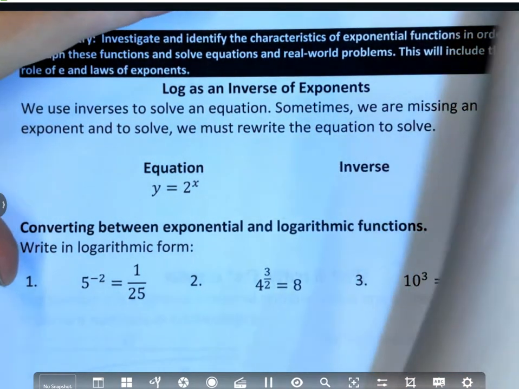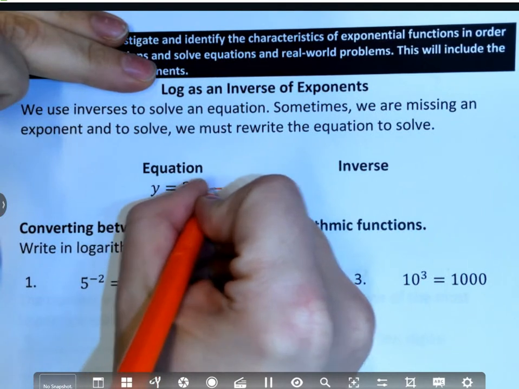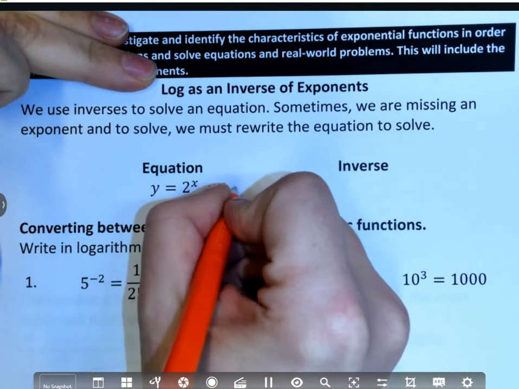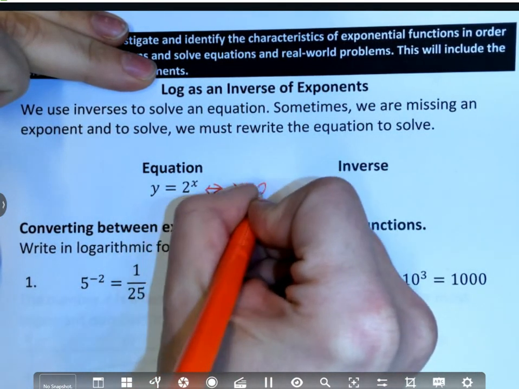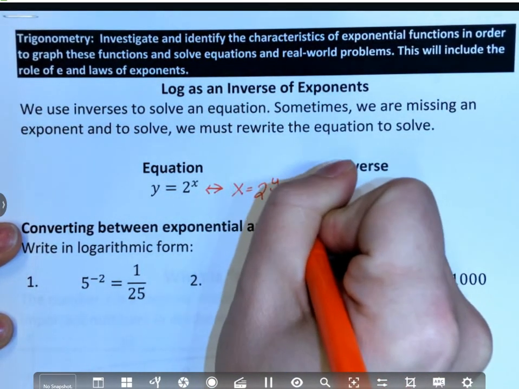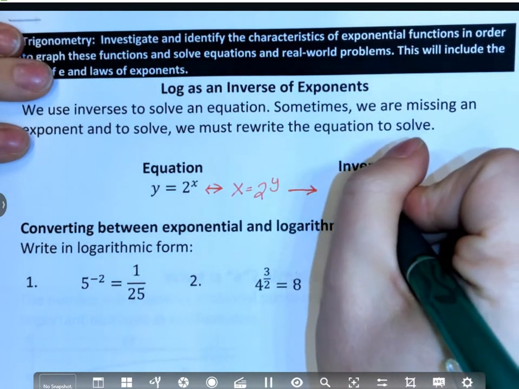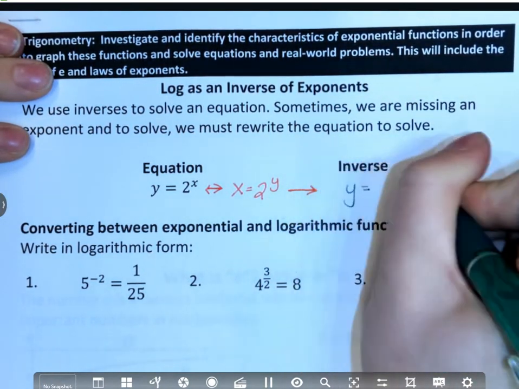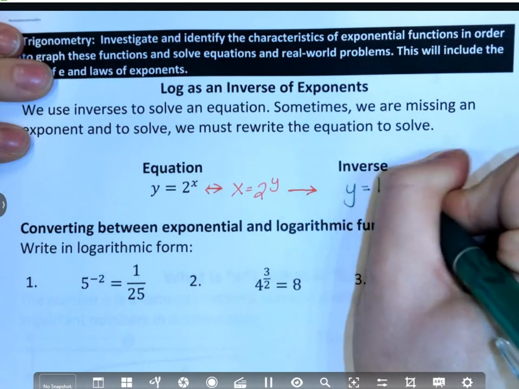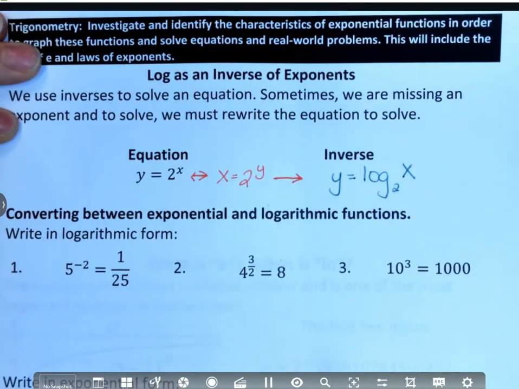So in order to find an inverse, your first step is to switch the x and y. It means I would have x is 2 to the y. And then the inverse says, okay, now solve for y. If I want to get the y by itself, I would have that y is equal to the log base 2 of x. And I want to point out a few things here.